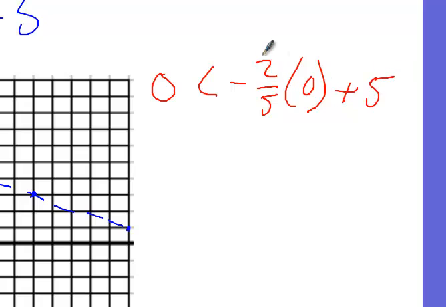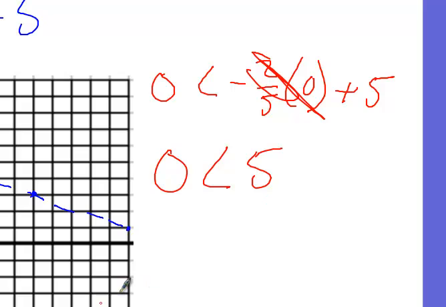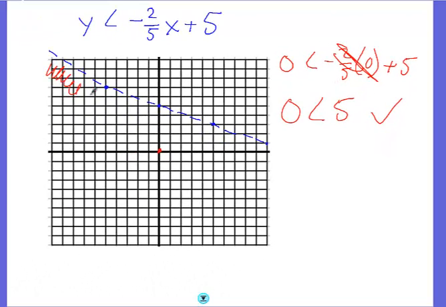And again, once you figure out your line, you must test your point. This line does not go through 0, 0. All right, so let's test that. 0 is less than -2/5 times 0 plus 5. Cancels out. 0 is less than 5. Is that a true statement? Of course it is. So since our test point was below the line and it made a true statement, we're going to shade below the line.